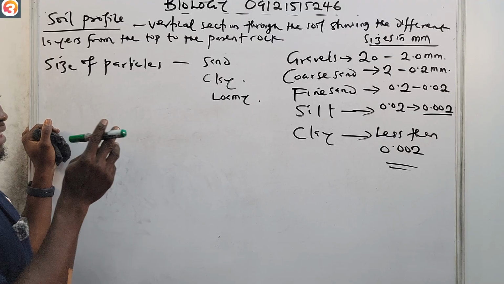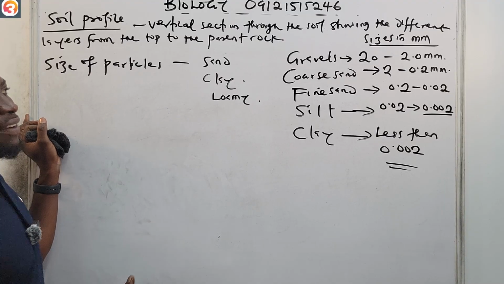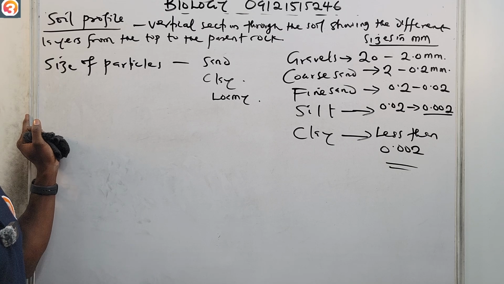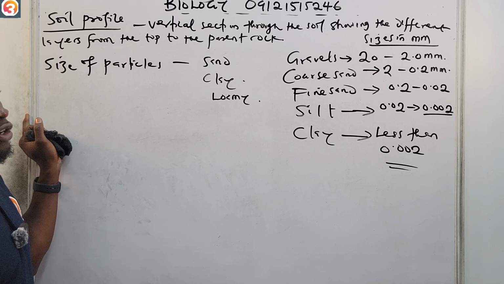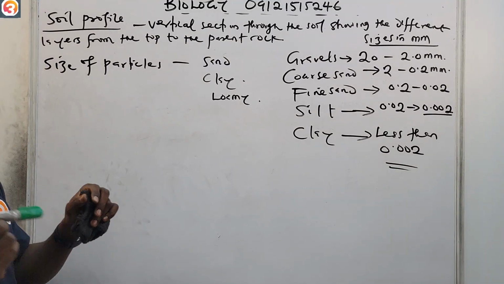Now, the relative size of particles on the soil is this. For gravels, from 20 to 2.0. For coarse sand, we have 2 to 0.2. For fine sand, 0.2 to 0.02. For silt, we have 0.02 to 0.002. Then for clay, we have less than 0.002.